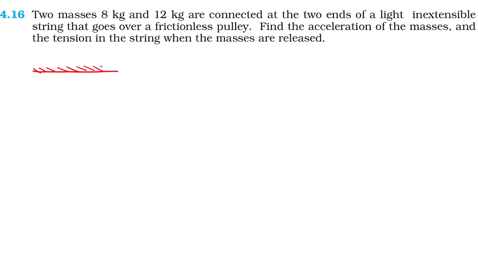This is the roof. Two masses 8 kg and 12 kg are connected at the ends of a light inextensible string that goes over a frictionless pulley. Okay. There's a pulley. Pulley means it is round. It will rotate. So there is a string passing over the pulley. There is a string, inextensible string. String means rope. Moving over the pulley. Okay, my diagram is not so perfect. Let me, 1 minute.